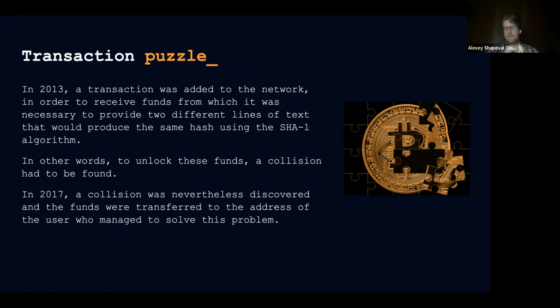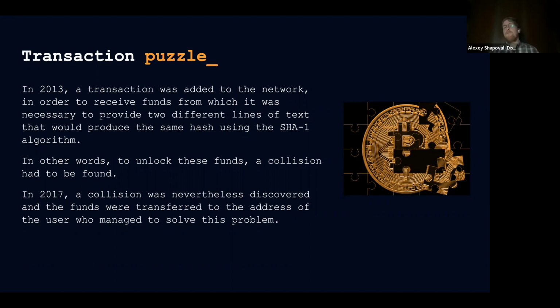There is an interesting type of Bitcoin transaction scripts, which are called transaction puzzles. One of the probably most prominent, maybe not the most interesting, but the most well-known, is the transaction puzzle which was created in 2013. In order to receive funds from this transaction puzzle, one had to provide two different lines of text that would produce the same hash with the SHA-1 algorithm.